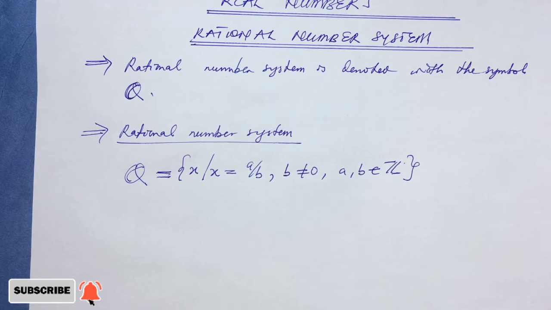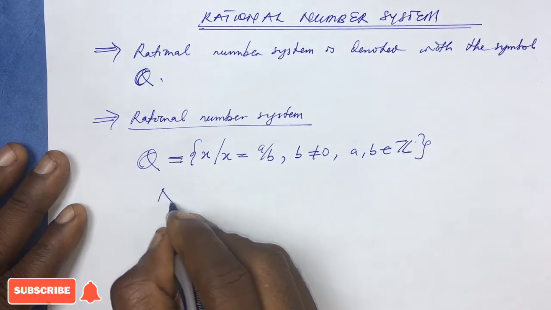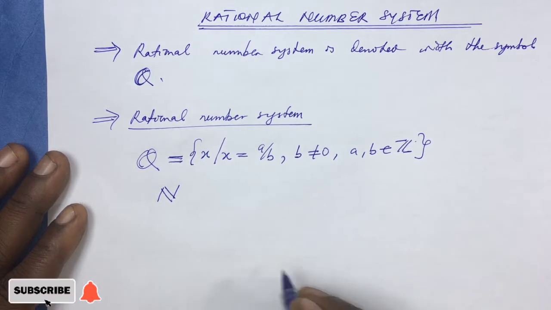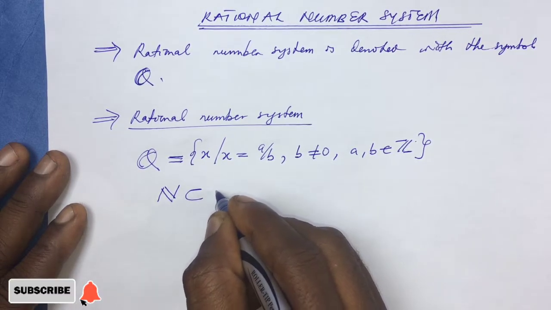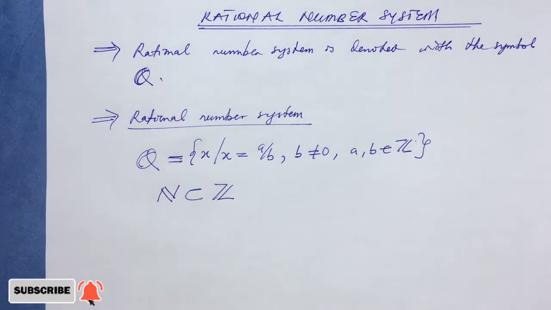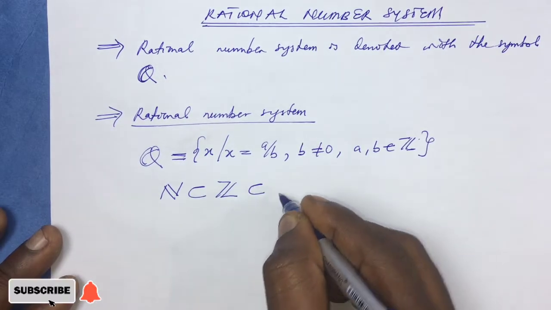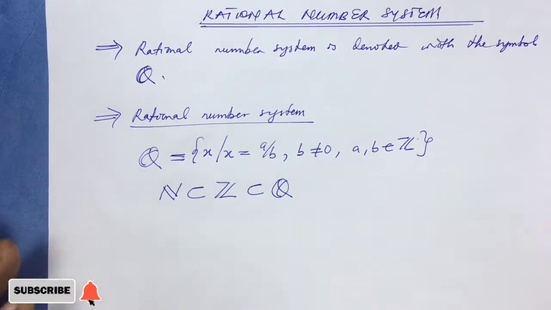What this means is that the rational number system contains the set of all numbers that can be expressed as a ratio of two integers. In this system, all numbers that can be expressed as a ratio of two integers are accommodated. The rational number system is bigger than the integer number system, and the integer number system in turn is bigger than the natural number system. Once a number is a natural number, automatically it is an integer, and if a number is an integer, automatically it is a rational number.